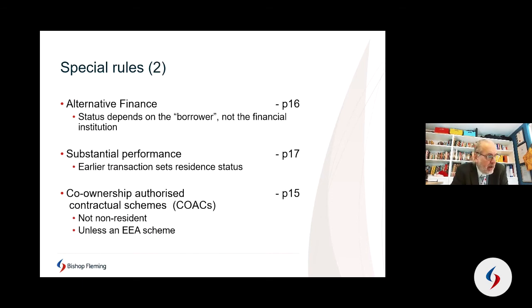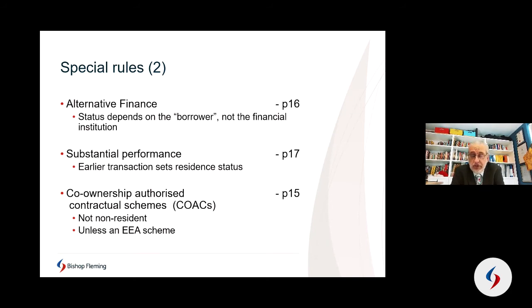We have exceptions in normal stamp duty for alternative finance, or Islamic finance as it is often called. In Islamic finance, rather than paying interest, the lender buys the property and gradually sells it back to the borrower. For alternative finance, the status for this purpose depends on where the borrower is, whether they're resident or non-resident, not the financial institution. Quite often these are actually banks in the Middle East, so they will almost certainly be non-resident, but it's where the borrower is situated that affects this.